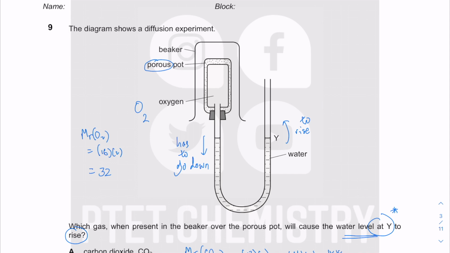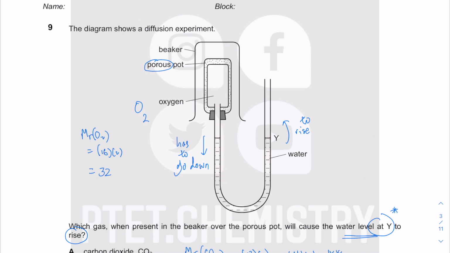So another way of asking this question is, which gas, if it is here, can diffuse the fastest into this chamber? That means it can add onto the number of gaseous particles in here that push further down, because when you have a greater number of particles in here, they keep on pushing down on the water level, and they exert pressure, and it will eventually push it down, and this one will go up.